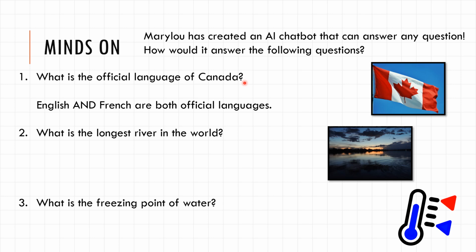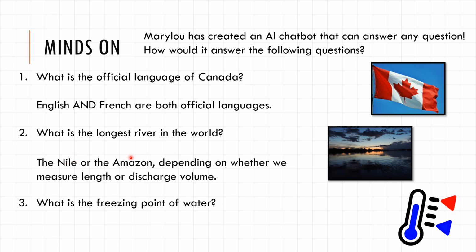When I asked what the longest river in the world was, it gave me two answers: the Nile or the Amazon. That depends on whether we measure the longest river in terms of length or in terms of discharge volume. When I asked what the freezing point of water is, this one also gave me two answers, 0 degrees or 32 degrees. If we're using Celsius, it would be 0, or Fahrenheit, then it would be 32 degrees. And that's kind of annoying, right? I never really got a straight answer to any of my three questions.